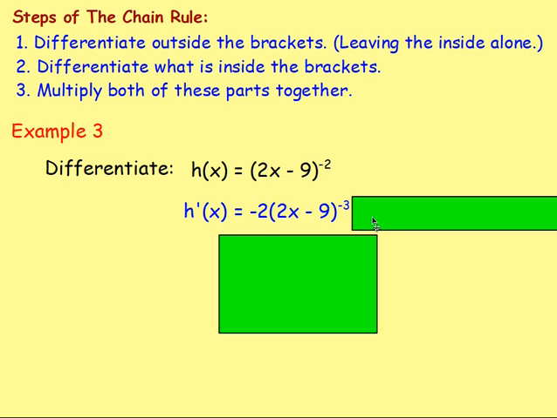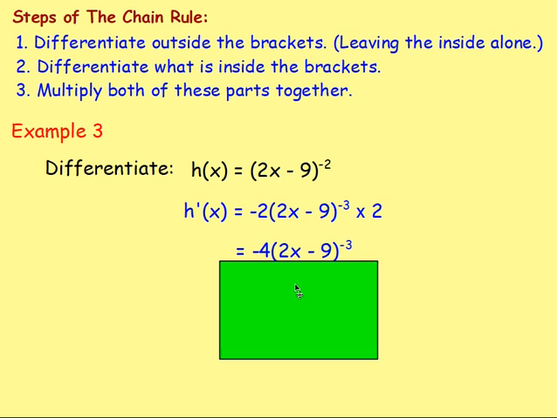And you would then multiply that by the derivative of what is inside the brackets. Differentiate 2x take away 9, and that will give you 2. So you'd multiply all of that by 2. From there then, we've got negative 2 times 2, so you could put them together, so you've got negative 4 bracket, 2x take away 9 to the power of negative 3. And from there, you could leave it as that, but remember you're best writing it with positive indices.